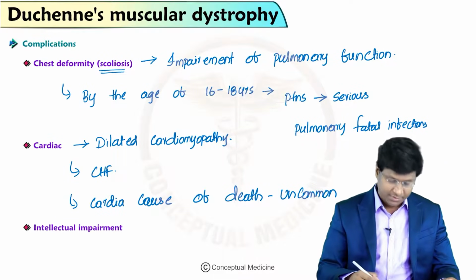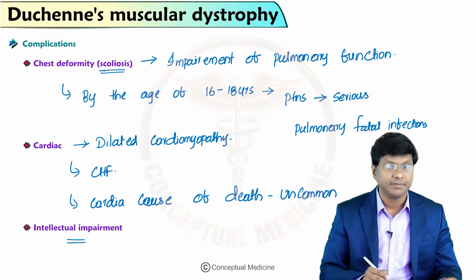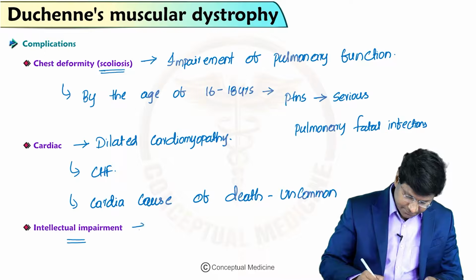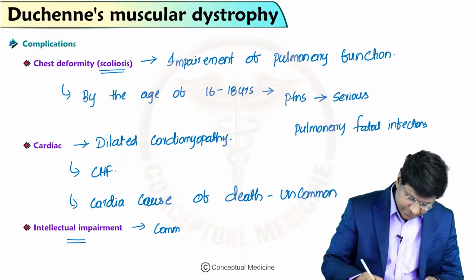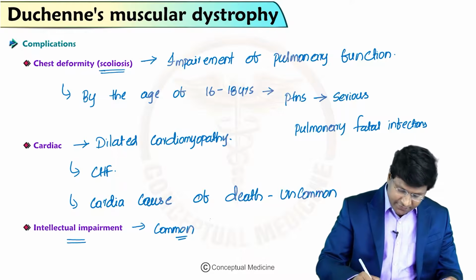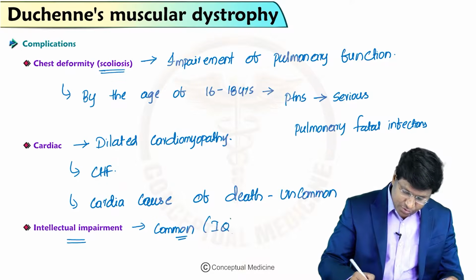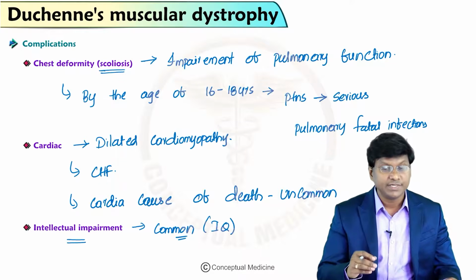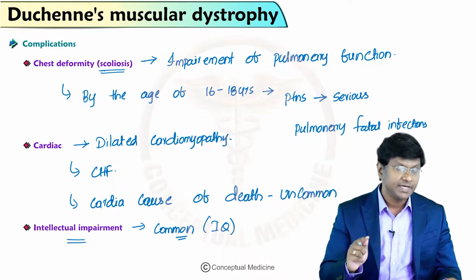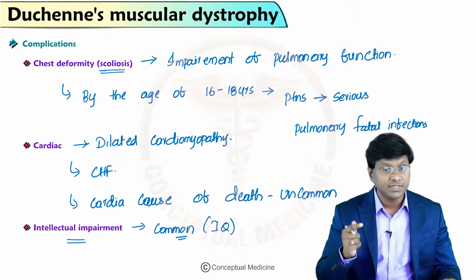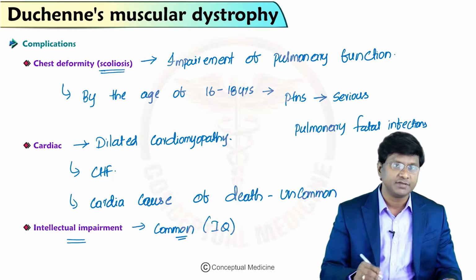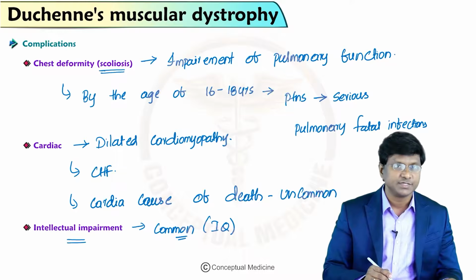And intellectual impairment is also common. If you take the IQ, intelligence quotient, of these individuals, the IQ is one standard deviation below the mean. That will be the intellectual impairment in patients with Duchenne's muscular dystrophy.